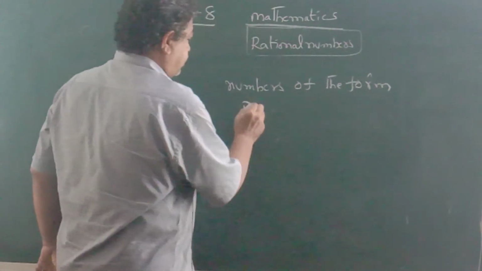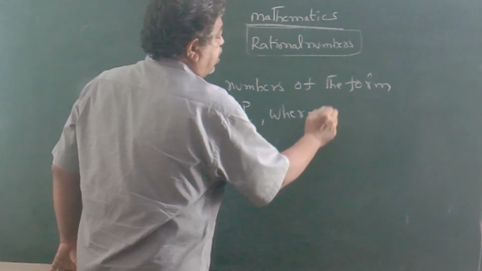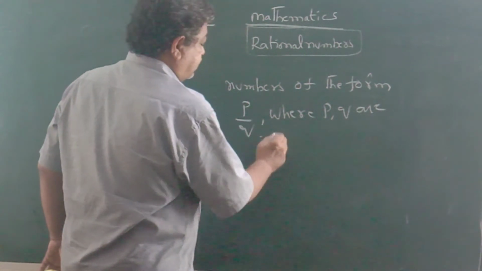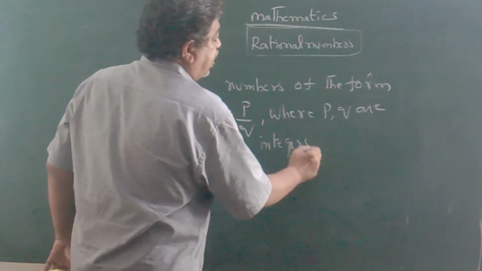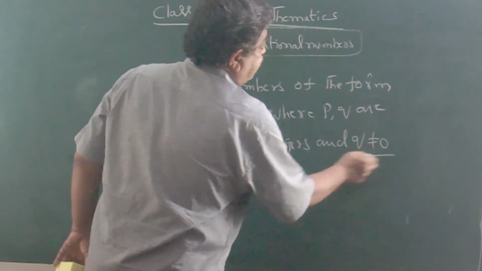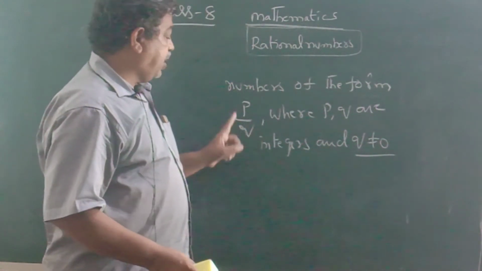Numbers of the form p by q where p, q are integers and q is not equal to 0. This is very important. Numbers of the form p by q.